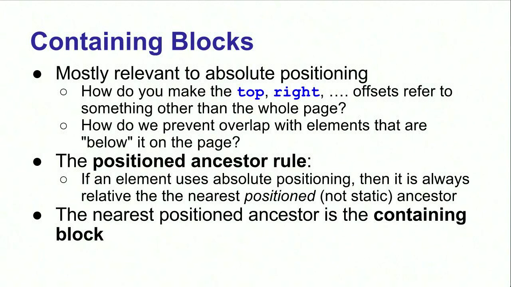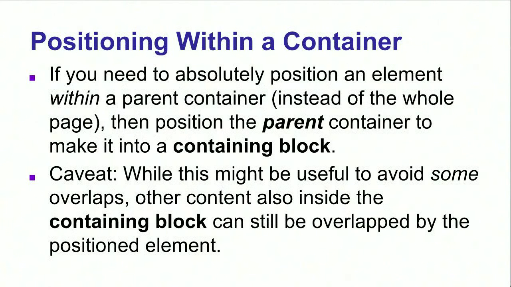To handle a case like this, we would take advantage of the positioned ancestor rule, which states that any positioned element is always placed relative to its nearest ancestor that is also positioned. So for our logo masthead example, we would position the masthead, the parent, so that the logo, the child, stays where it's told. So, to be more direct, to absolutely position an element within its parent element, apply positioning to the parent. The parent is now called a containing block.